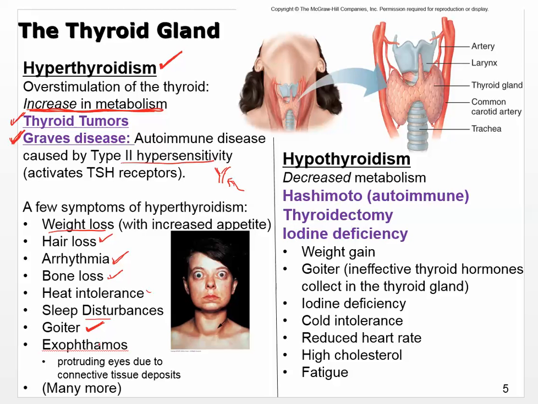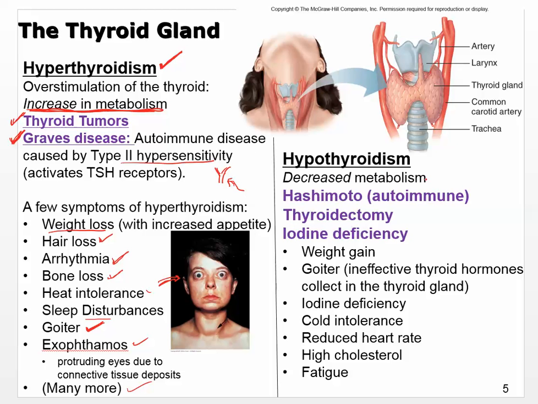And then there's exophthalmos. I have a hard time with that word, but this is what we see in this picture. Even though this woman is completely relaxed, her eyes are kind of bulging out, and that's because they're actually being pushed out by connective tissue deposits that happen. And there are lots more, but like I said, they all sort of point to this increase in metabolism that's going on. So weight loss, things like that.